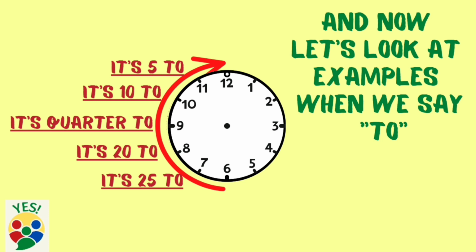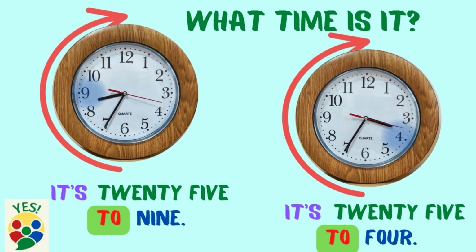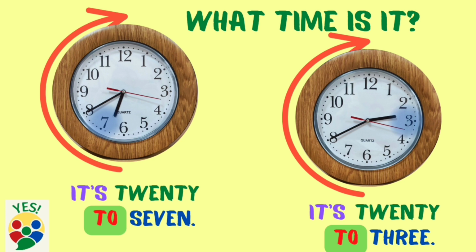And now let's look at examples when we say to. What time is it? It's 25 to 9. It's 25 to 4. What time is it? It's 20 to 7. It's 20 to 3.